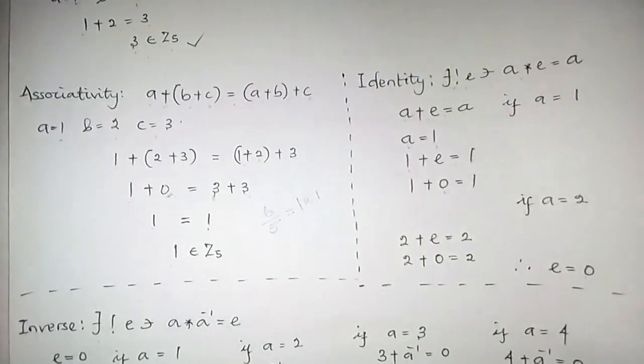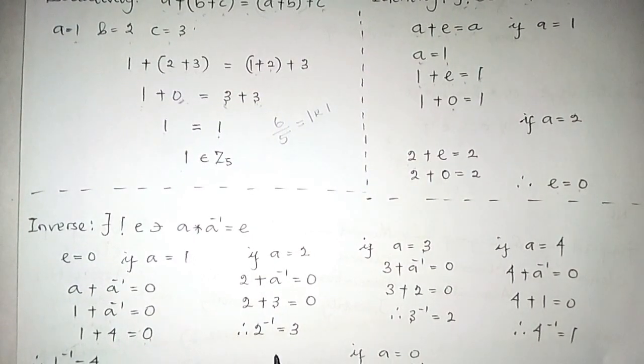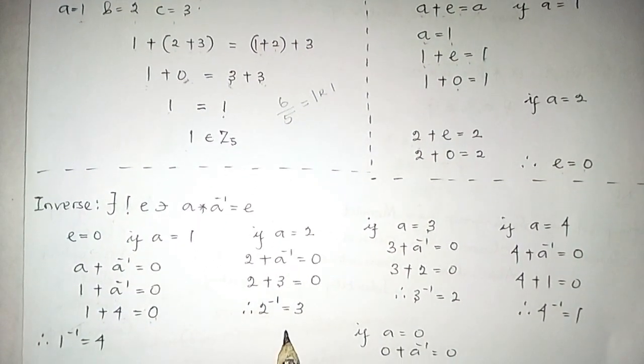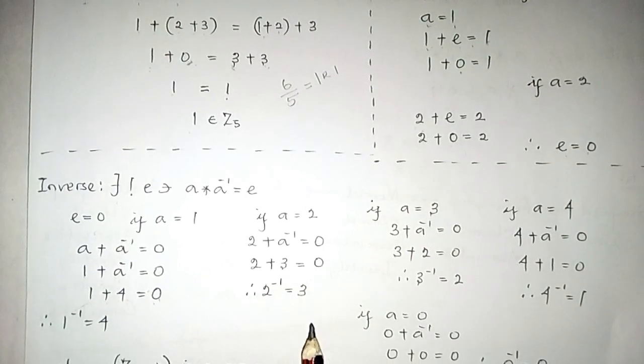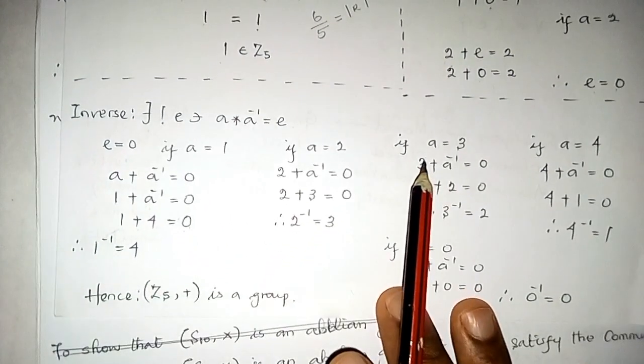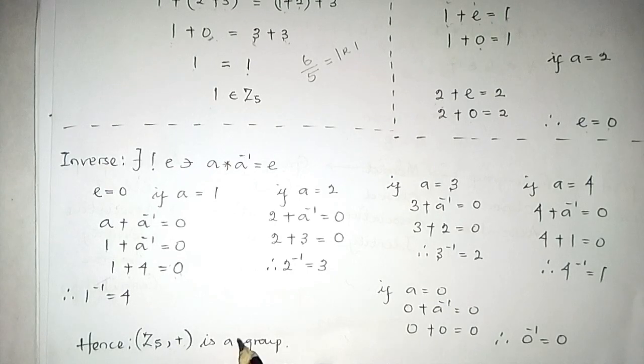You get that clear? So with all these properties, and this is the solving method, how we got to write it down all through. With all these properties existing, the closure property, associativity property, identity, and inverse, we can conclude that hence Z5 performed under the operation plus is a group.